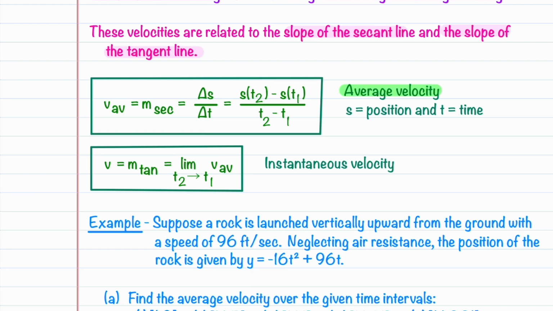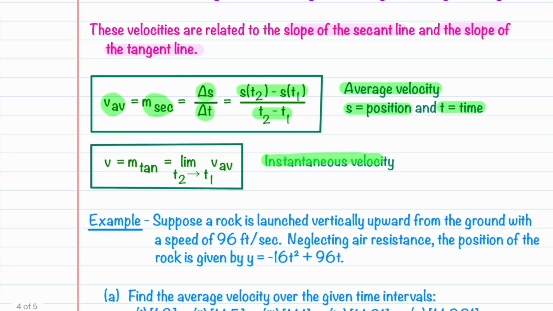Average velocity is usually written as v sub av. It's the slope of the secant line, and it's equal to the change in the position, which is called delta s because s is position, divided by the change in time, and t is our time variable. If our time interval is from t1 to t2, this is equal to s of t2 minus s of t1 divided by t2 minus t1.